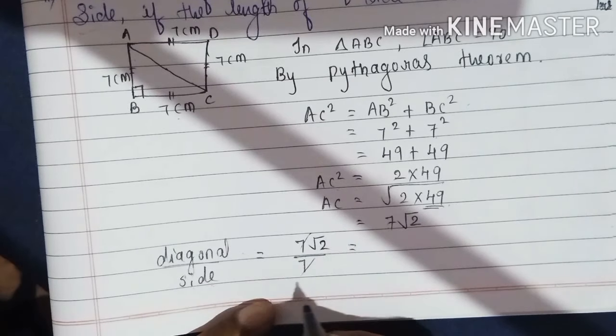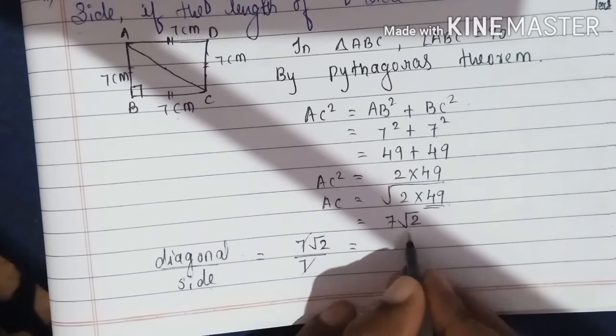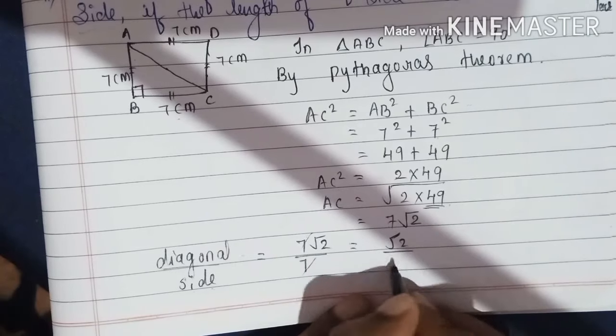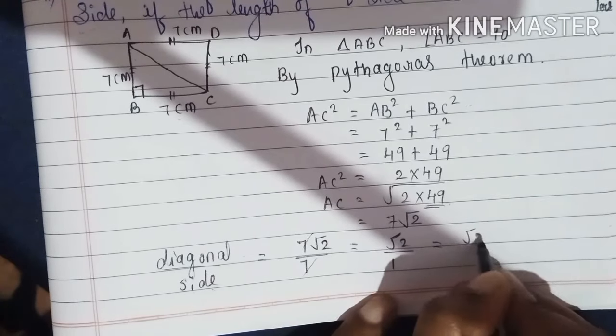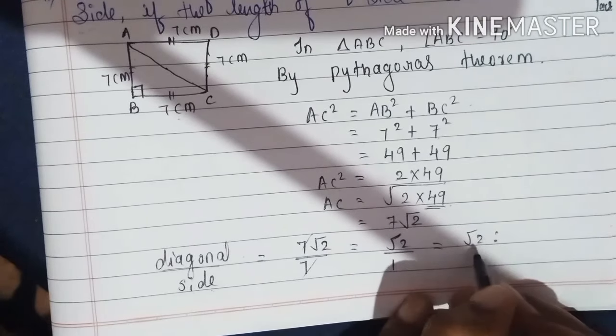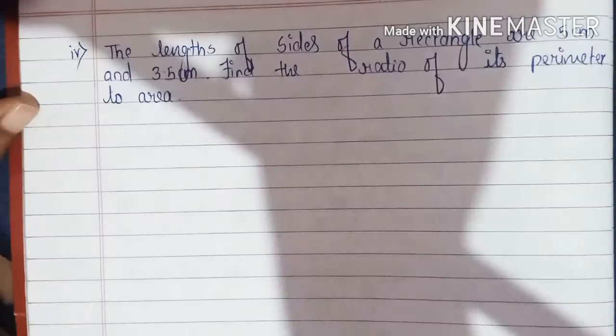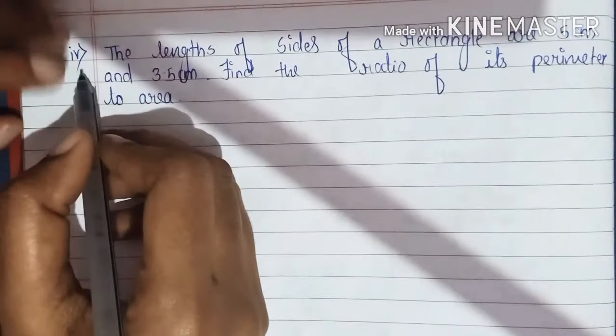So here the 7 will get cancelled. The answer will be root 2 upon 1. This can be written as root 2 is to 1. Okay, let's see the fourth question.